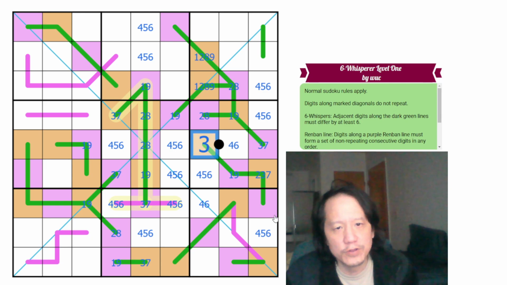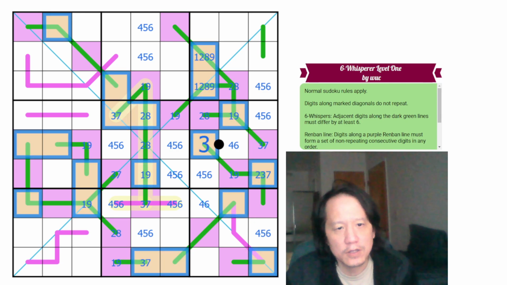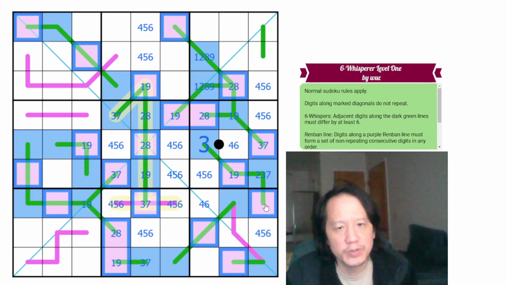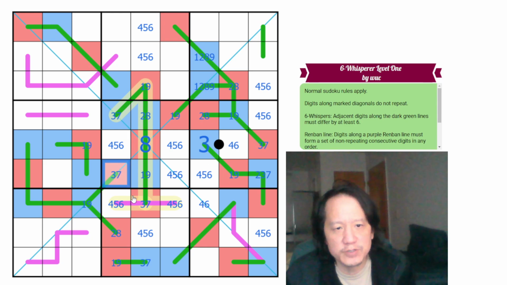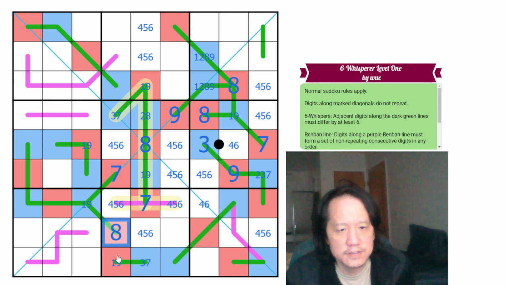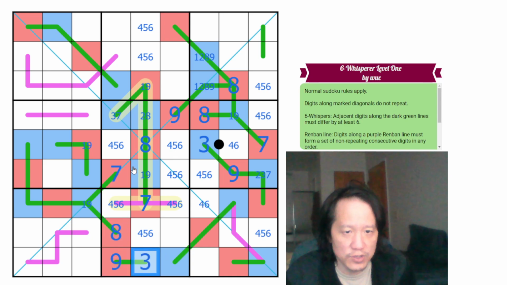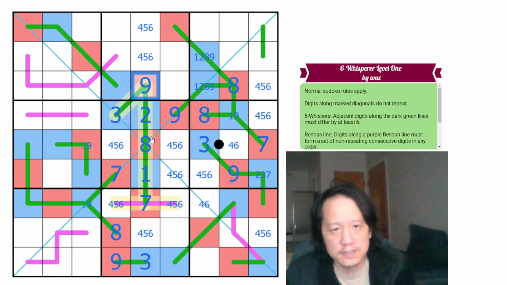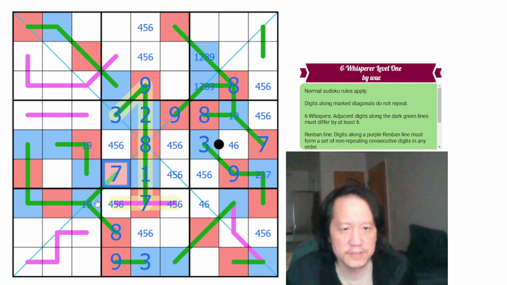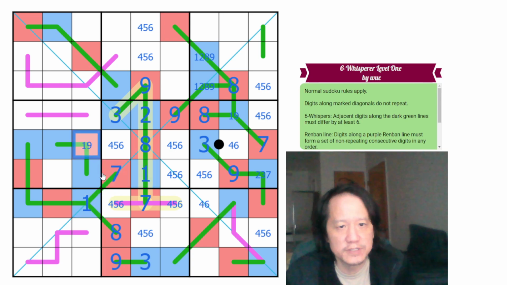So therefore, all the oranges we know are low. So the oranges, we're going to recolor those as blue, and the pinks we're going to recolor as red. Therefore, this has to be 8, this has to be 7, this is 7, this is 9, this is 8, 8, 7, 9. This is 8 and 9, which is next to 3. This has to be 1, this is 2, this is 3, that's next to 9. The 7's next to a 1, which means this has to be 9.